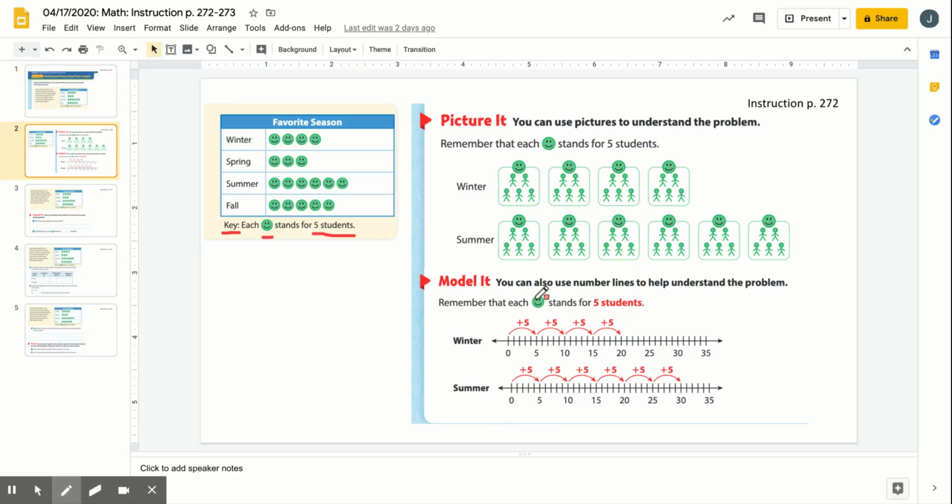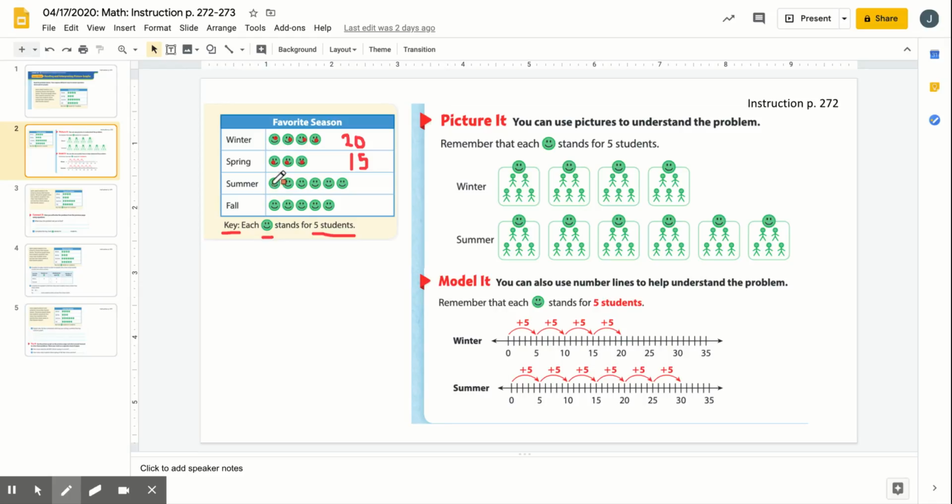So remember that each smiley face stands for 5 students. So you can skip count by 5s. For example, if we go over here to winter, each stands for 5: 5, 10, 15, 20. So 20 students chose winter. If we look at spring, remember we can skip count by 5: 5, 10, 15. 15 students chose spring as their favorite season.